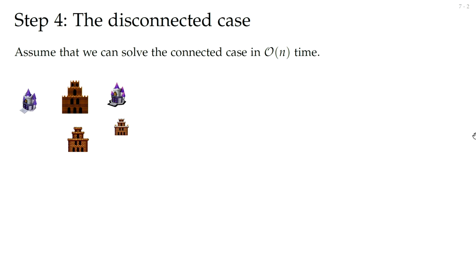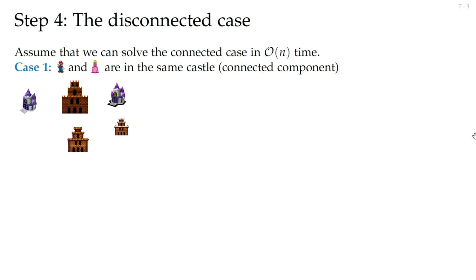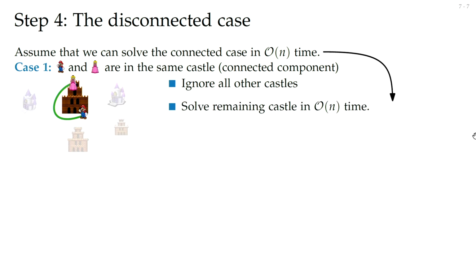So just assume we have a few connected components. And we just have to look at 2 different cases. The first is Mario and Peach are in the same castle, like this. You can think for 5 seconds, that should be enough to solve this. We ignore all other castles. Now we have a connected graph, and we solve it. We're done.